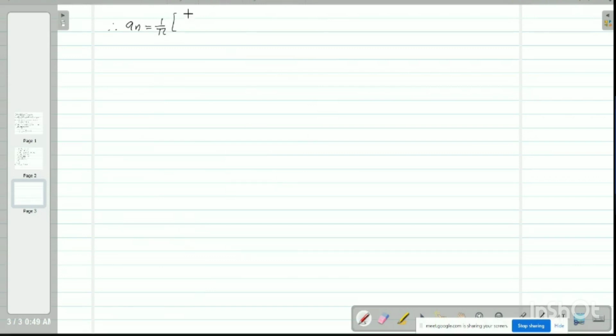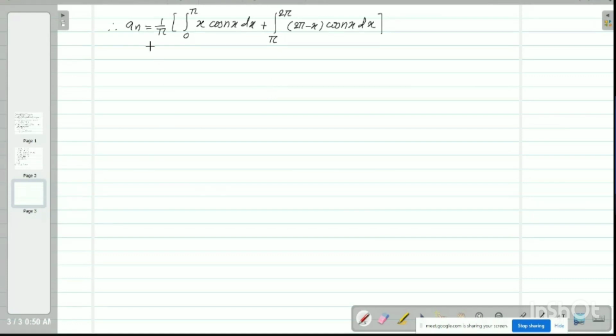Your first function has limit 0 to pi, and f of x is x, times cos nx dx. Okay, and plus the second function has limit pi to 2 pi. Your function is 2 pi minus x, times cos nx dx. Okay, just close the bracket.